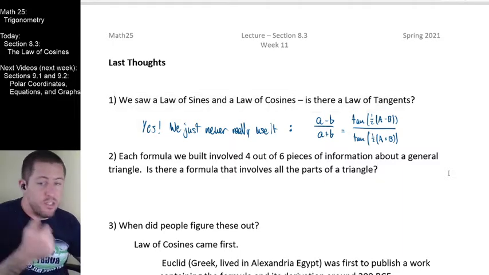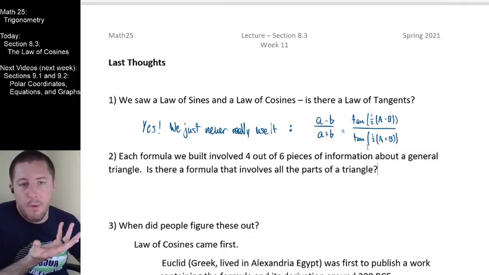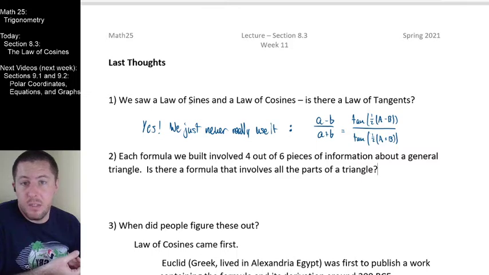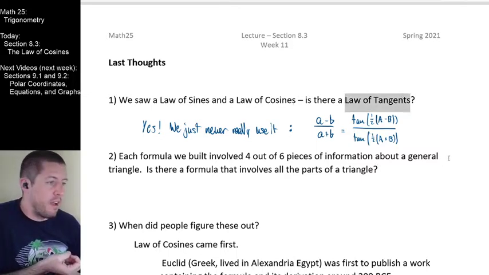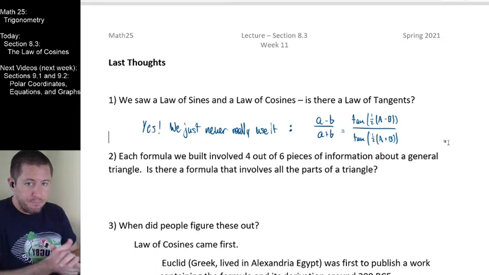And the answer is yes. It's derived in a similar fashion. It looks vaguely similar. It's got similar components. The algebra just is a lot harder with it. And since we can handle all of our cases with the law of sines and law of cosines, I've never even seen a book that references a law of tangents, except as like, oh, and by the way, did you know? So we just never really use that.